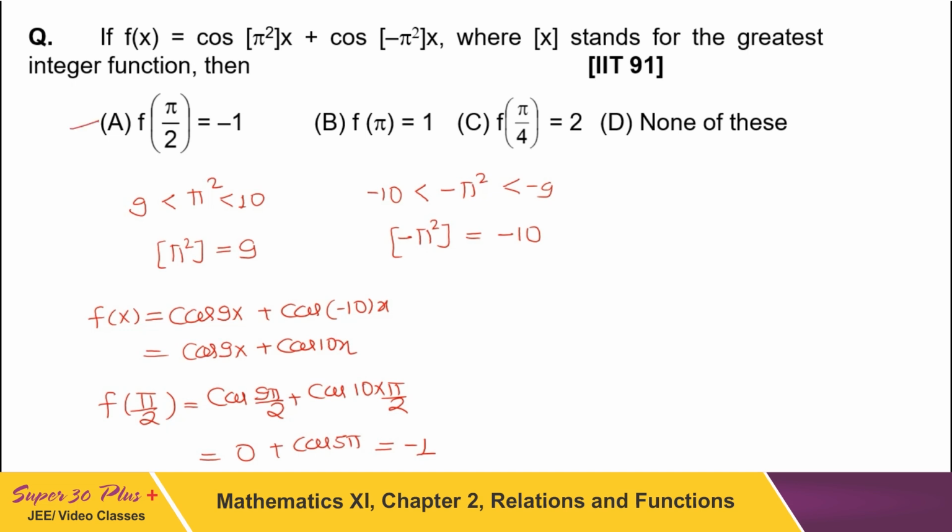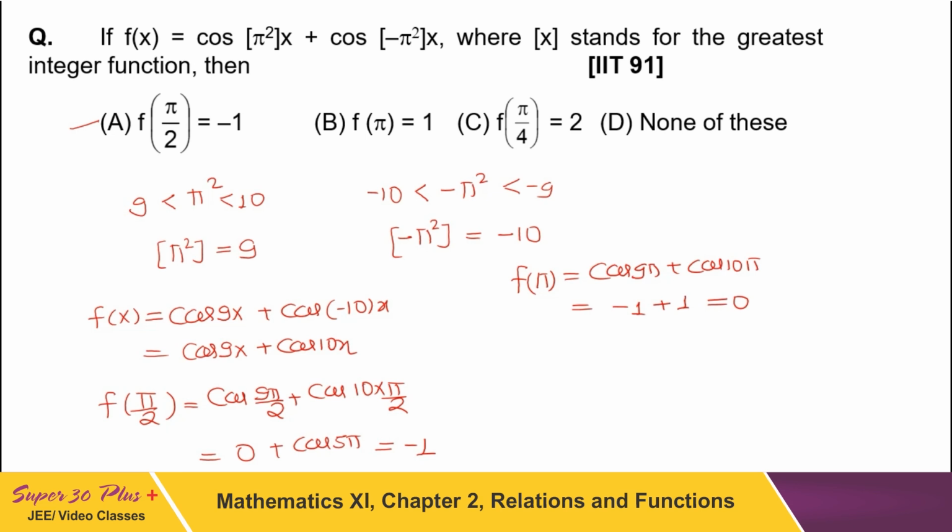Now we have to find f(pi). What is the value of f(pi)? f(pi) is cos 9 pi plus cos 10 pi. What is the value of cos 9 pi? The value of cos 9 pi is minus 1 and cos 10 pi is plus 1. Your answer is 0. So it is not a correct option.